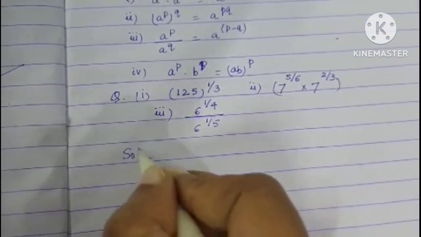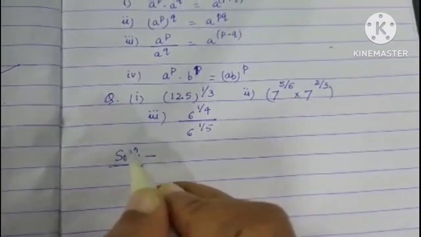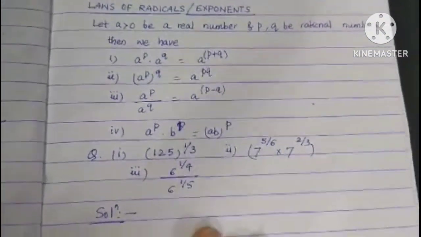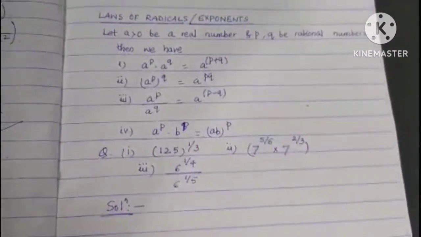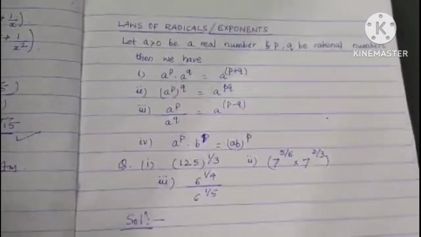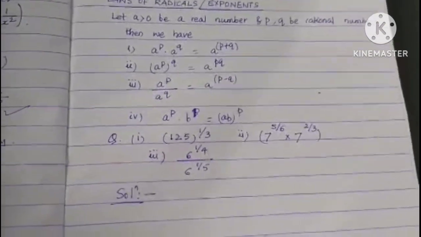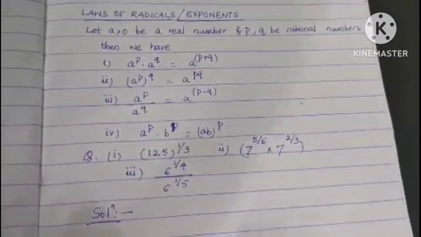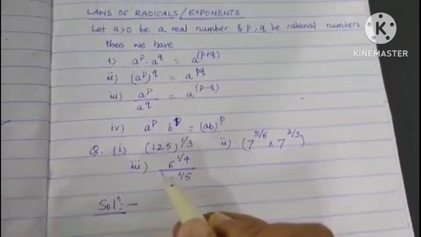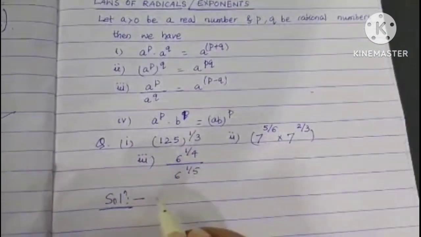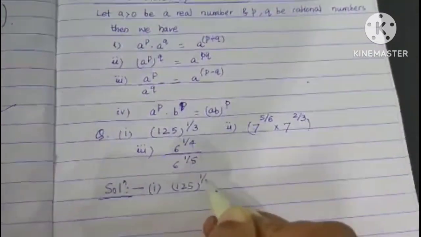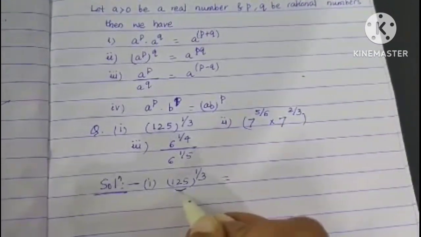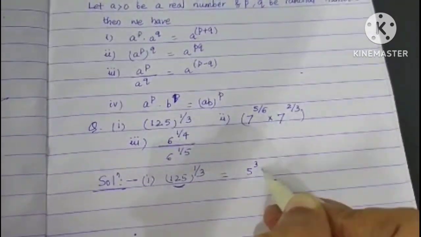Let us solve this just for easy understanding. Later on we will take the problems extensively when we do the overall chapter's questions. We will take more problems. Let us take this for a little bit of understanding. First one is 125 power 1 by 3. So 125 we can write as 5 to the power 3.